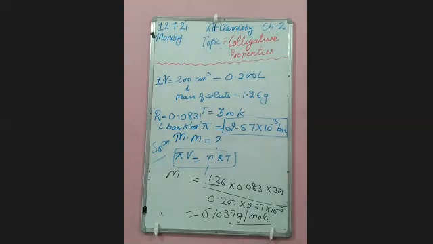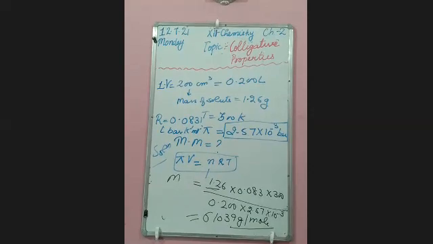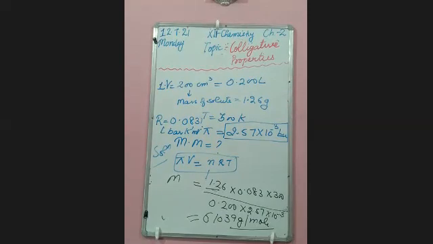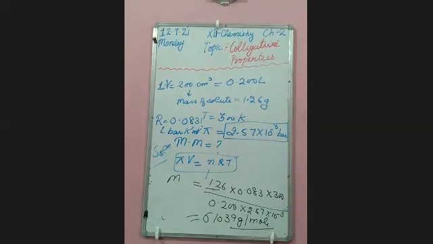So dear, in today's class, we have discussed the colligative properties. Colligative properties are those properties which only depend upon the number of moles of solute and are independent of the nature of the solute. There are a total of 4 important colligative properties: relative lowering of vapor pressure, osmotic pressure, elevation in boiling point, and depression in freezing point. These last 2 properties I will discuss in the next class.